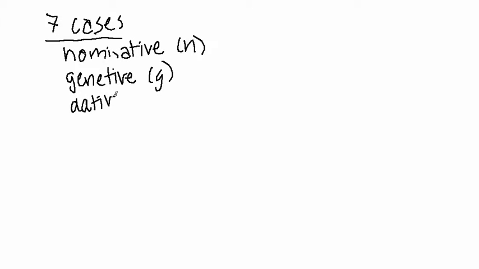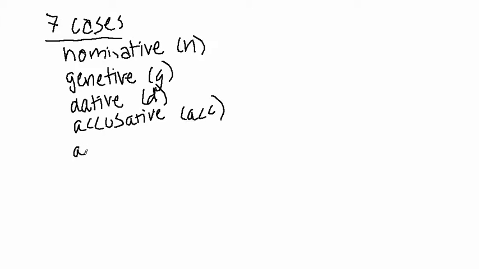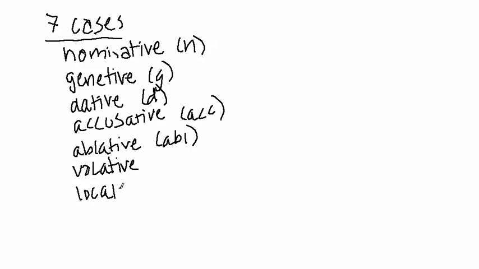Dative, D. Accusative, and that's ACC, because the 5th case is ablative, which also starts with an A, and that's AB. Sometimes I like to do ABL. And then vocative is next, and locative.